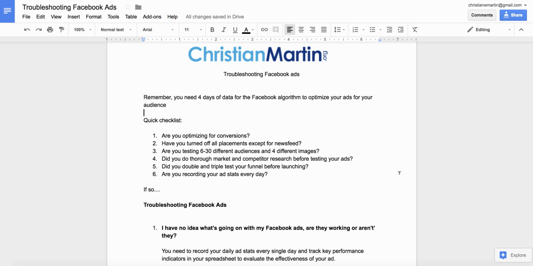Next, are you testing 6 audiences at a minimum for a local campaign and 20 audiences at a minimum for a national campaign, and 4 different images to start? You can't just put one image, one ad, and one audience out there and expect for it to work. You have to test to see what kind of results you get, and then turn off the losers and breed the winners. So are you testing different audiences, or did you just go out there and pick one audience? Next, did you go through your market and competitor research before launching your ads? You should be able to see what's working in your market and what's not.